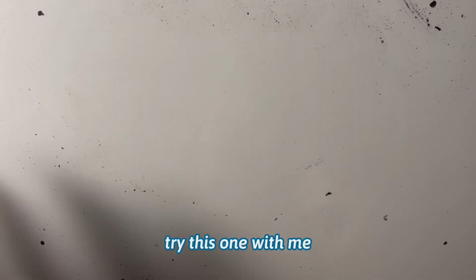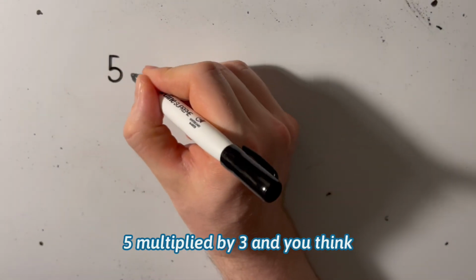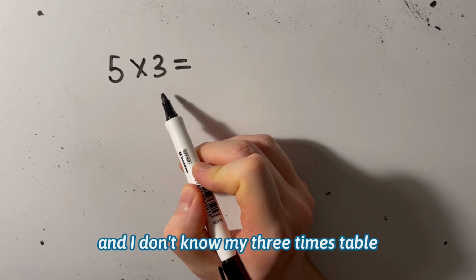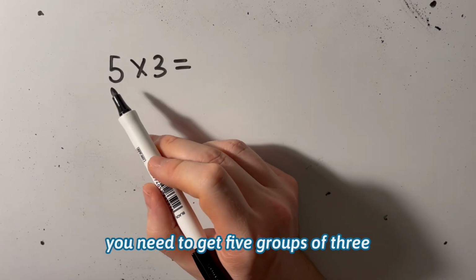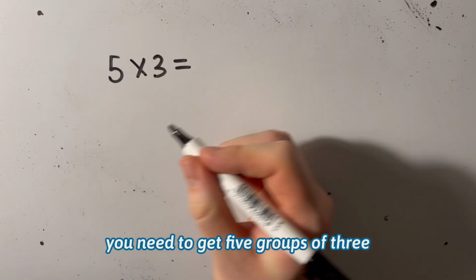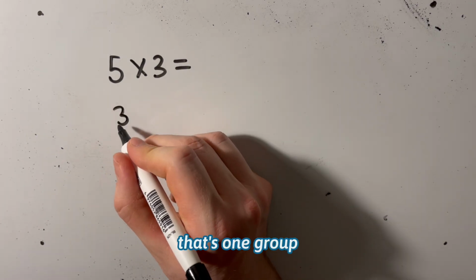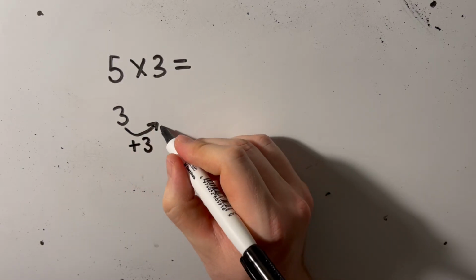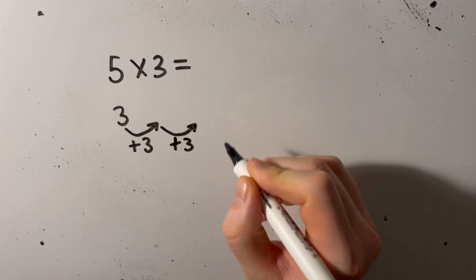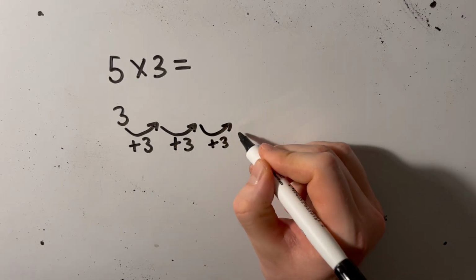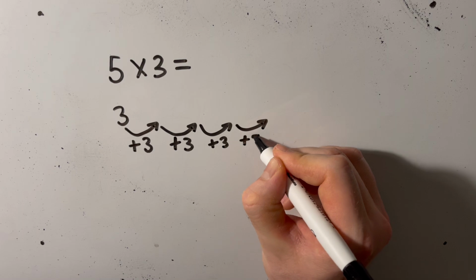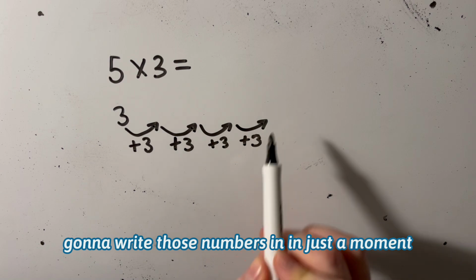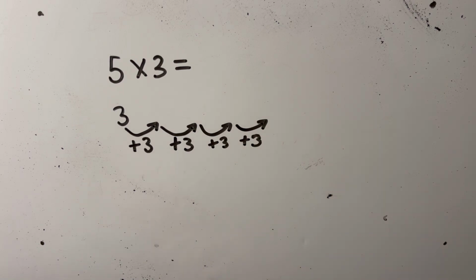Try this one with me. Let's say you've been given the question 5 multiplied by 3, and you think, I don't know my 5 times table and I don't know my 3 times table. So here's how you would work it out. You need to get 5 groups of 3. So you would start with 3. That's one group. You would get another group by adding 3. 2 groups, 3 groups, 4 groups, 5 groups. Okay, copy this one down just like I have. Make sure to leave a gap here because we're going to write those numbers in just a moment.